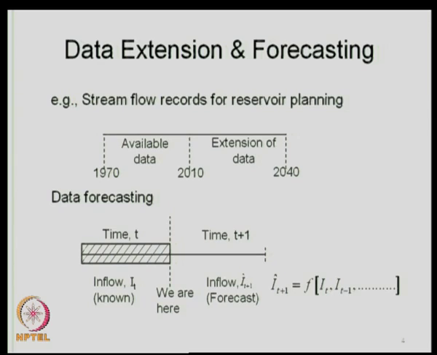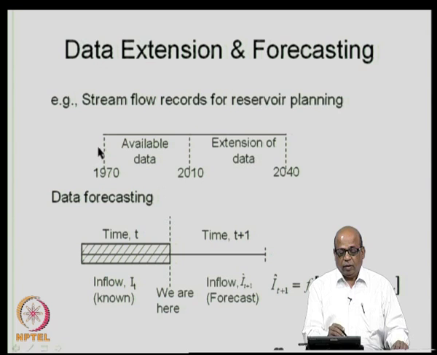So, in data extension, as I just mentioned, we would be looking at the available data, let us say from 1970 to 2010 as an example. We have available stream flows for the last so many years, about 40 years, and we want to extend this record to let us say 2040, because we would like to make the decisions based on data from 1970 to 2040. So, this is the problem of extension of data.